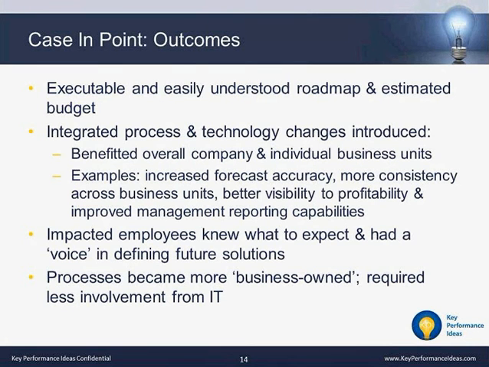Integrated process and technology changes were implemented, and they benefited not just the company, but again, each business unit. It was no longer corporate telling them what they had to have. It was corporate working hand in hand, and the solutions that were being implemented were implemented in the order that each business unit wanted. Some of the examples that they saw from these tools and these process changes were increased forecast accuracy, standardization and consistency across the business units by going on common platforms, tools, and business processes, better visibility to profitability, and better management reporting capabilities, as well as analytics.